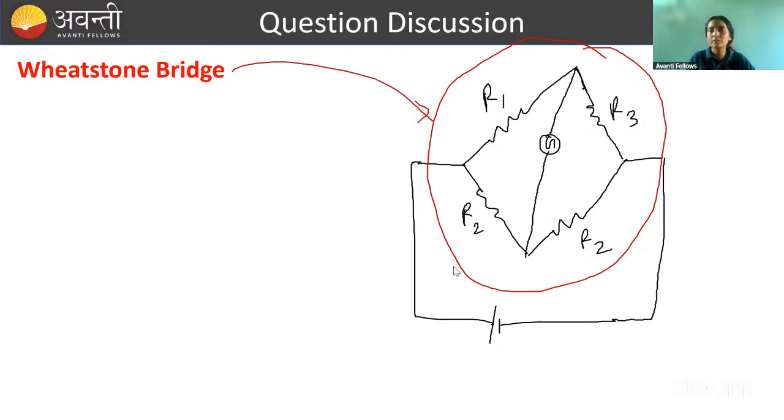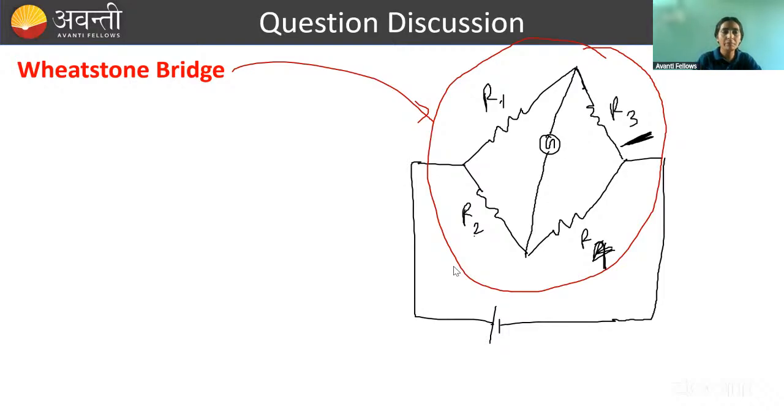Now the question is, why do we have this Wheatstone bridge in the first place? In order to calculate an unknown resistance. Let's say we don't know the value of R3, but we know the value of R1, R2, and R4. So suppose we have three known resistors in the laboratory, and there is one resistor whose resistance is not known. In that case, you can use the Wheatstone bridge to calculate the value of R3.